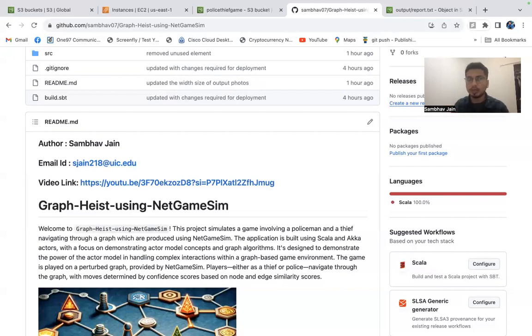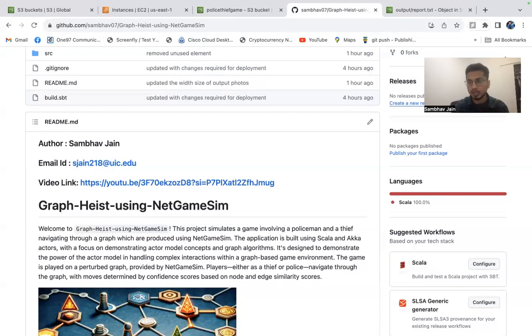Right, so it's designed to demonstrate the power of the actor model in handling complex interactions with a graph-based game environment. The game is played on the perturbed graph, and the players, either the thief or the police, navigate through the graph, and the moves are determined by the confidence score. And this we are determining based on the similarity scores of the nodes and edges from the perturbed to the original graph. That's how we are actually deciding what moves can be made for a particular player.